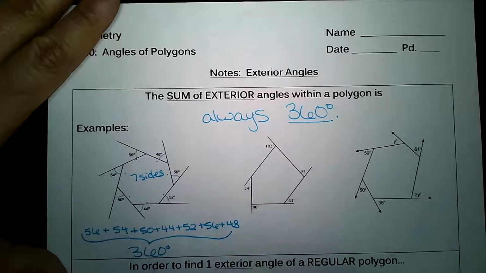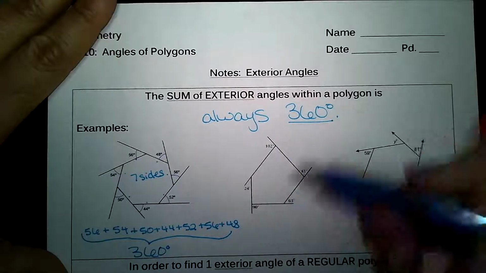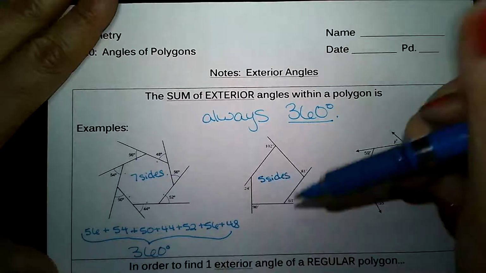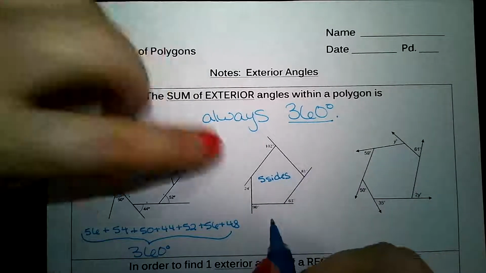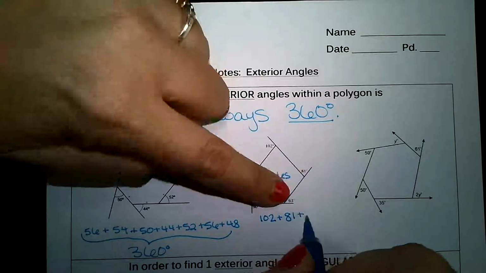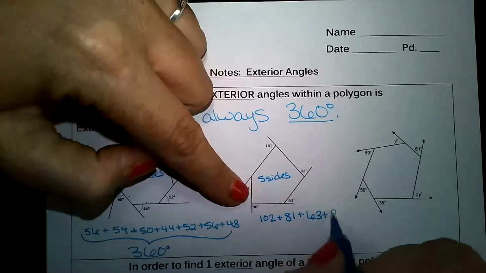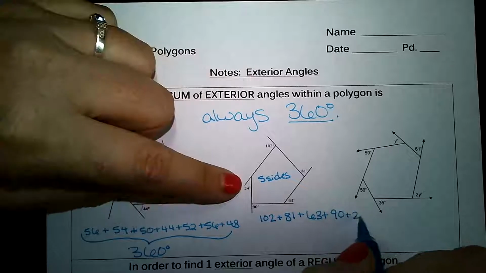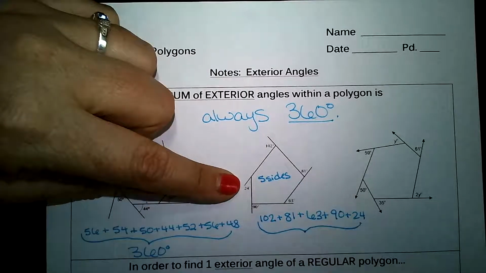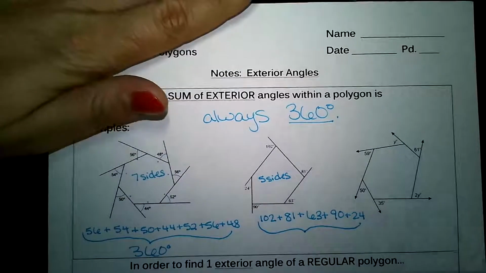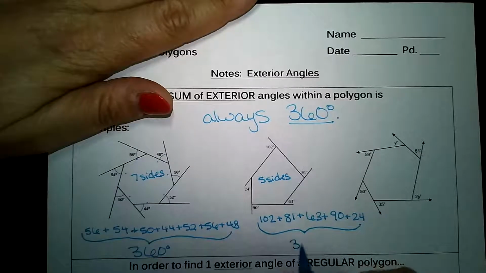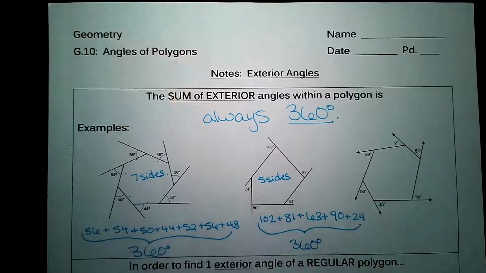How about this 5-sided shape over here, this pentagon? Again, an irregular shape. We've got 102 degrees, 81 degrees, 63 degrees, 90 degrees, and 24 degrees. Take a moment and make sure that that equals 360 degrees. If I'm telling you this as a fact, you should check me.